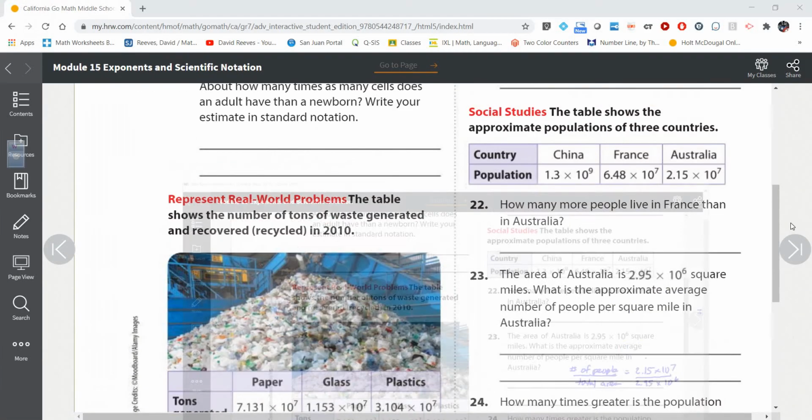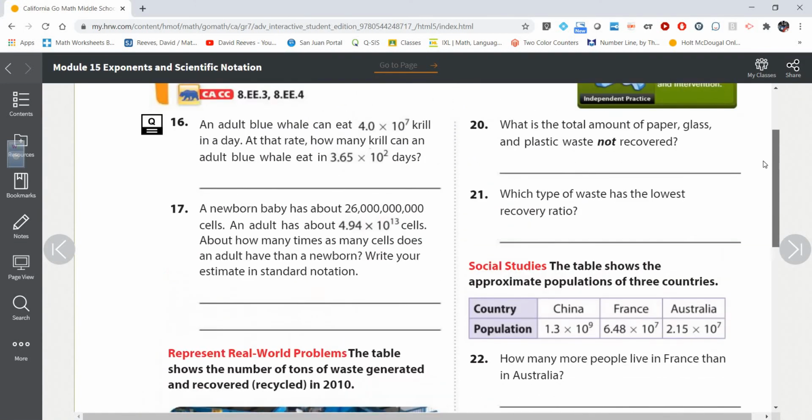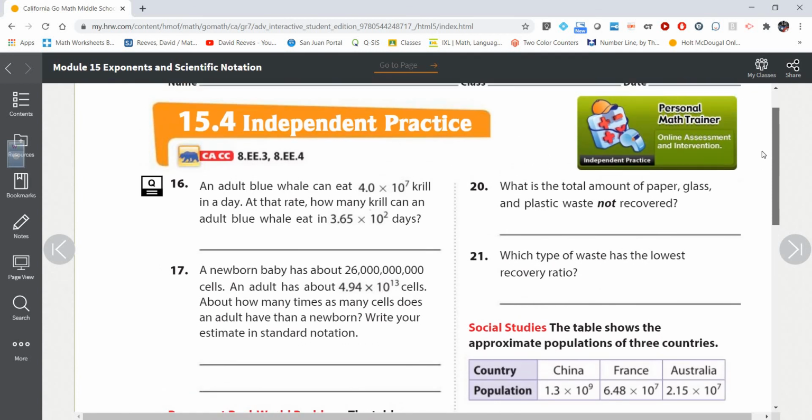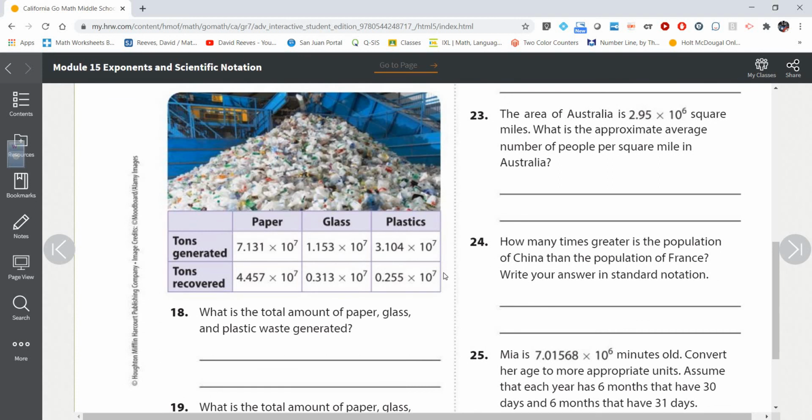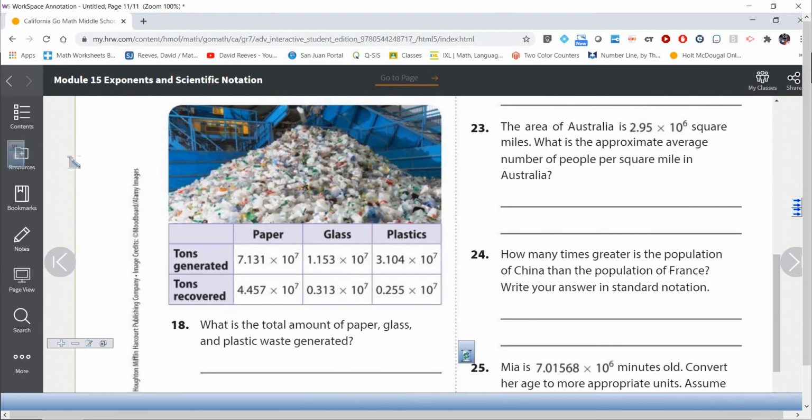All right. And how many more? We already said how many more is subtraction. There's one more thing here, recovery ratio. Let's talk real quick about recovery ratio. A ratio, again, tells us we're going to divide. So ratio is going to equal division. And a recovery ratio is going to be recovered over generated.